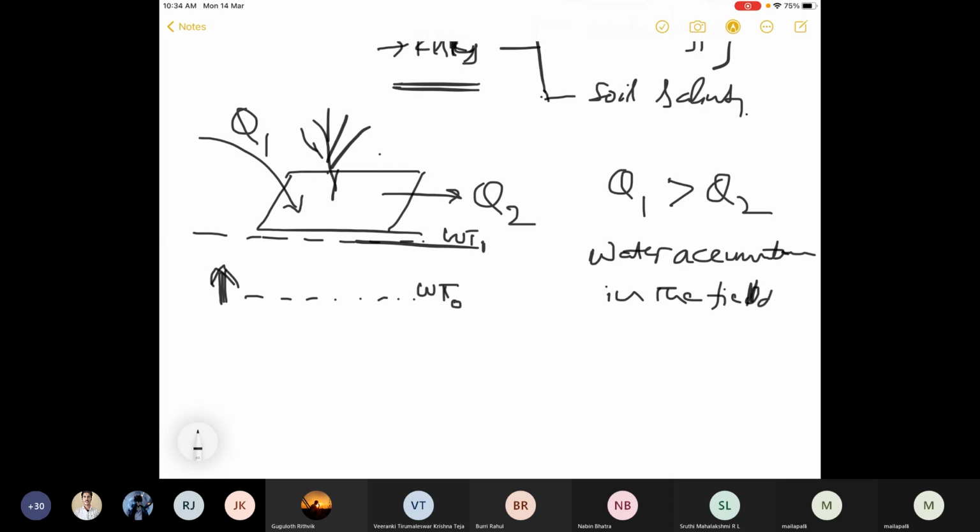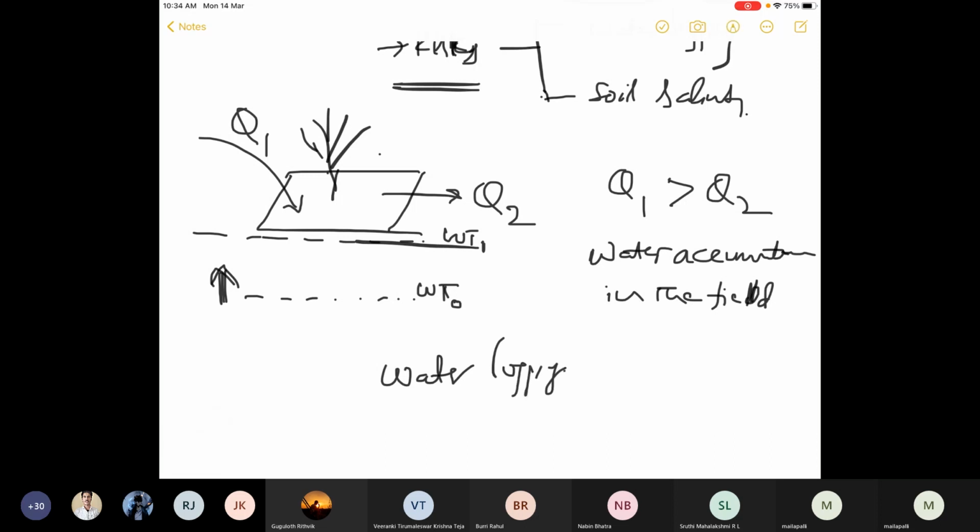So that means what do you need? You need to have enough soil moisture within the field, and the excess water should be gone out. So that is the aim here. So this is the water logging example.